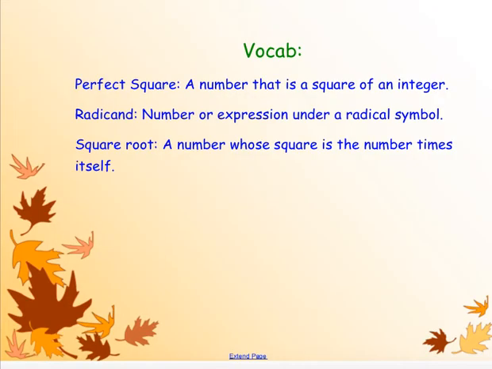We have some more vocab words because as we're talking about exponents, it's natural to also talk about perfect squares and roots. So a perfect square is a number that is the square of an integer. Radicand, that's the number that's under a radical symbol. And square root is a number whose square is the number times itself. What we're really saying here is if I want the square root of 81, I'm looking for a number that times itself gives me 81, which is 9.